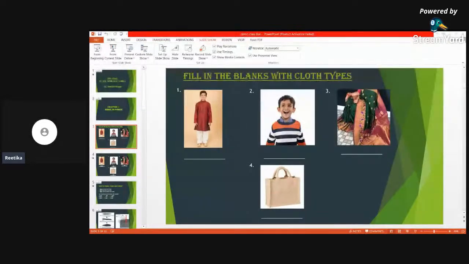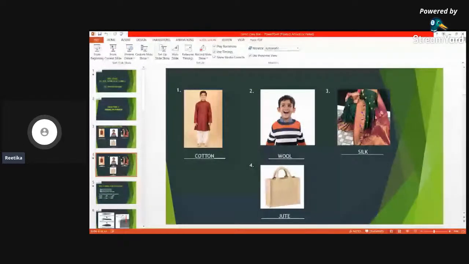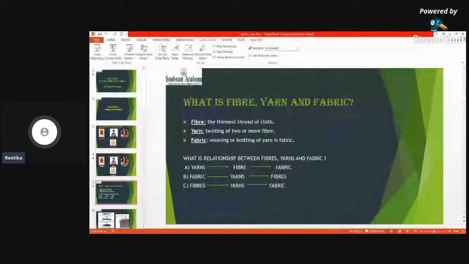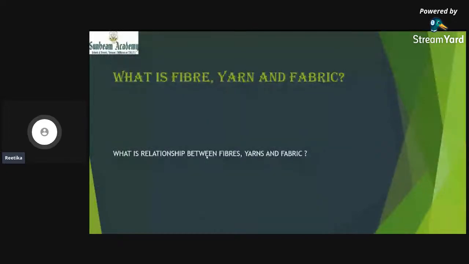Okay, all right. So first is cotton, second is wool, third is silk, and fourth is jute. So these are the types of cloth material that we will study. Clear? Now, what is fiber, yarn, and fabric? So again, you have a question. What is the relationship between fibers, yarns, and fabric?